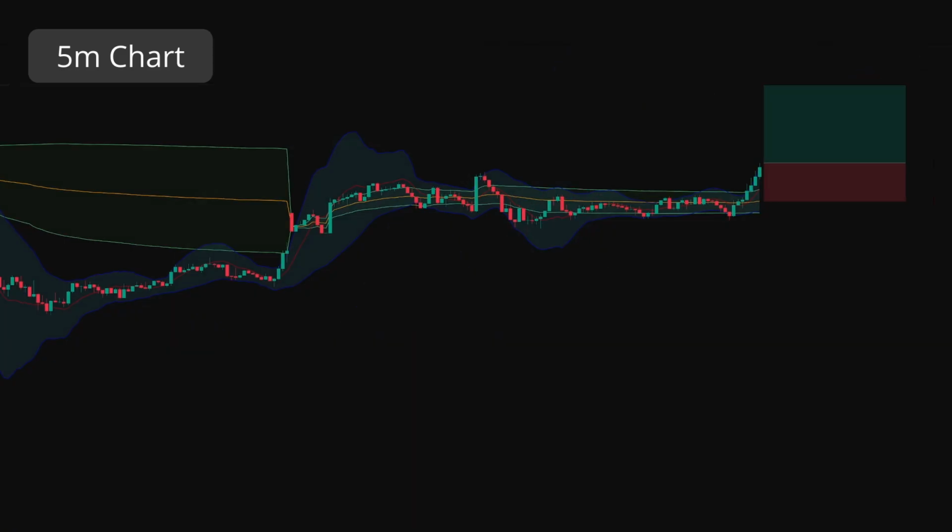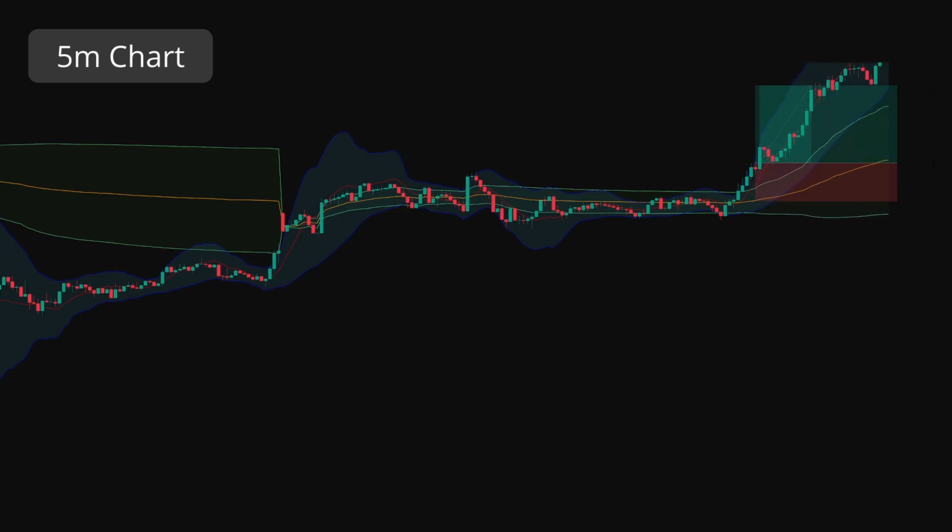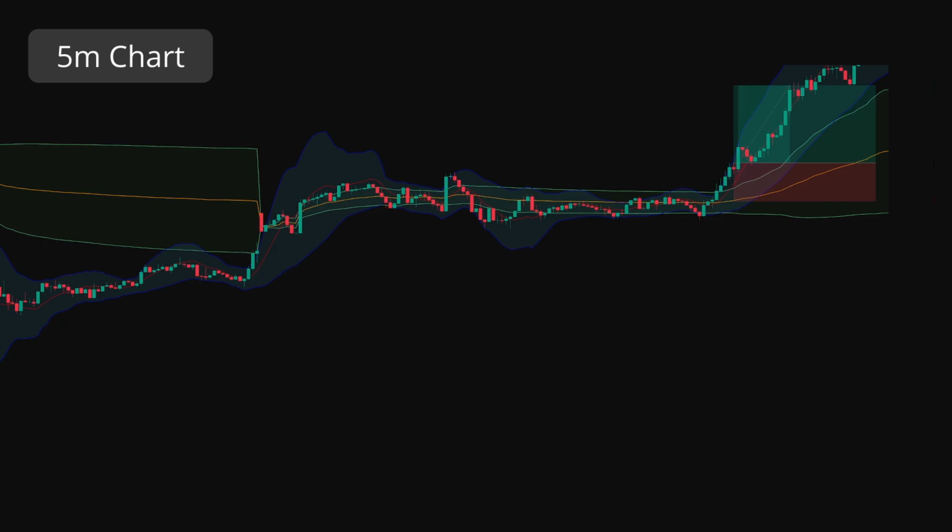Set your stop loss to a couple of pips under the Vwap orange line and your take profit to a risk reward of 1 to 2. Let's see the trade play out. Nice. We can see it works out perfectly on this occasion.